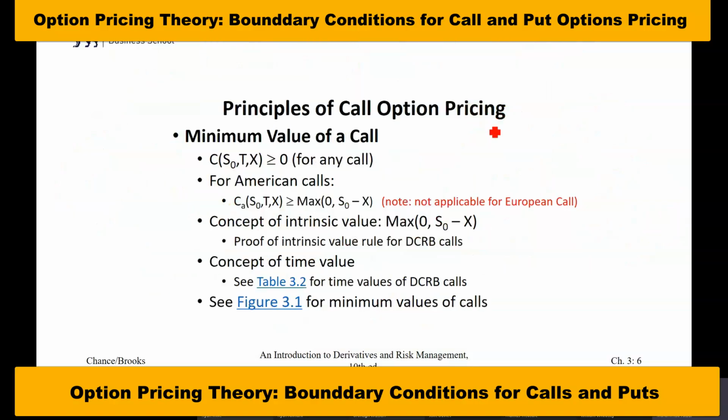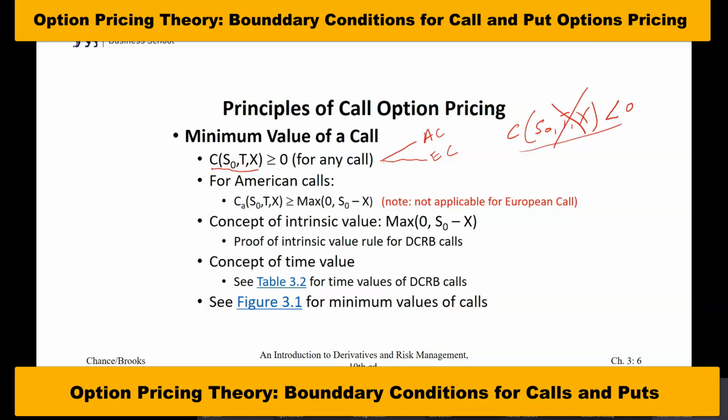The minimum value of a call will always be equal to or greater than 0. And this is true for American call or European call. Both of them will hold this true. So the value of any call will always be greater than or equal to 0. A call, whether American or European, cannot have a negative value. So you cannot have a situation where for a given stock price, time to expiration and exercise price, you have the value of a call option less than 0. This cannot be the case. Okay. So that is the first rule.